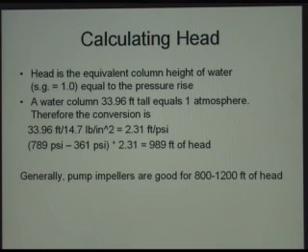So that means that if you had a pump that you wanted to go from 361 PSI up to 789 PSI, it would have to have 990 foot of head. Okay, generally our pump impellers are good for 800 to 1200 foot of head, so this would be a single stage overhung pump. You can see you can get some pretty decent pressure rise out of a single wheel.